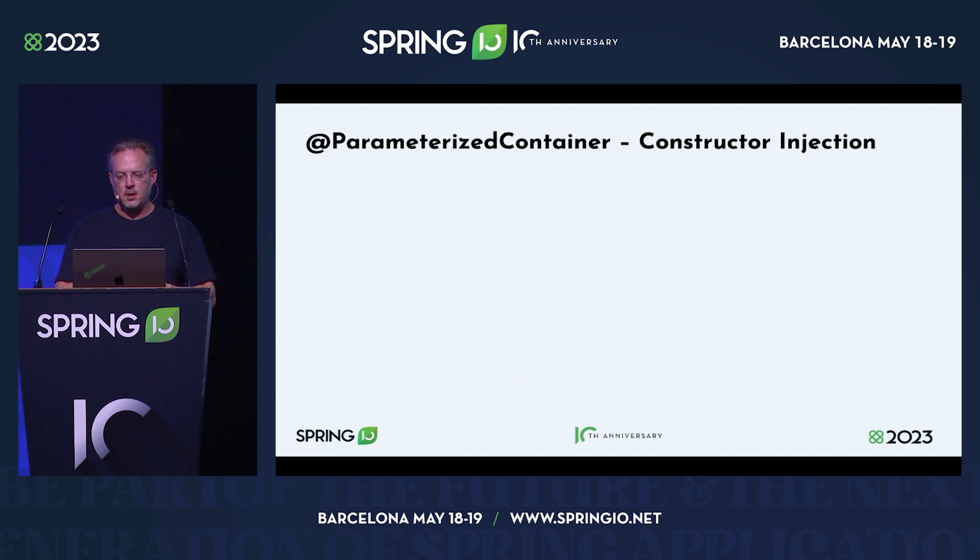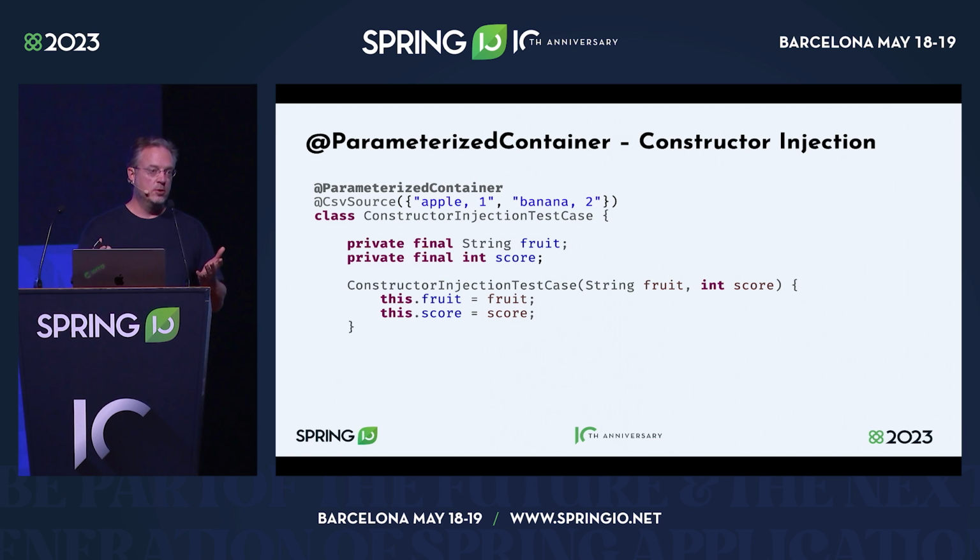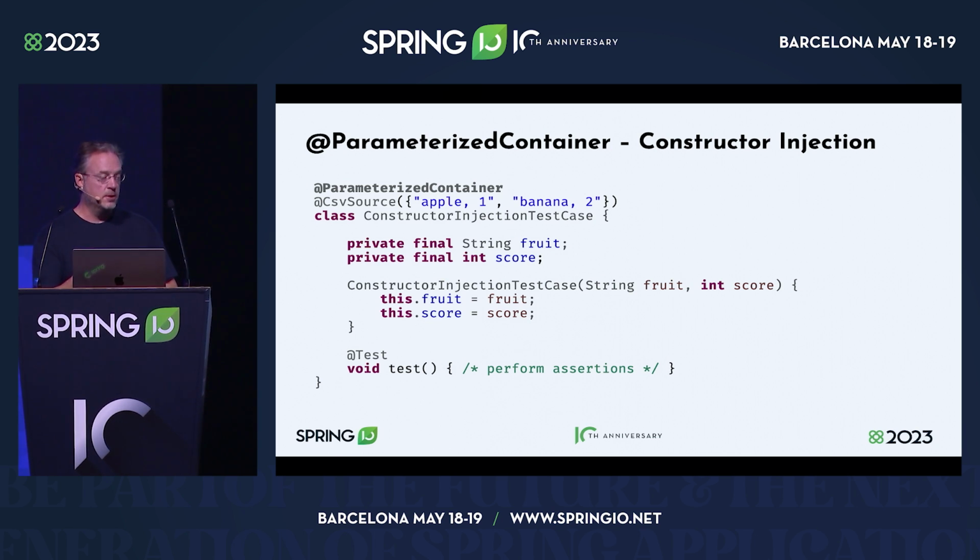Another example, constructor injection. Some people prefer that. That would also be supported. So you'd write the class basically the same way, but then you could have immutable private final fields and have a constructor that accepts those, and then JUnit would invoke this constructor with the parameterized arguments, and then write your tests like normal.